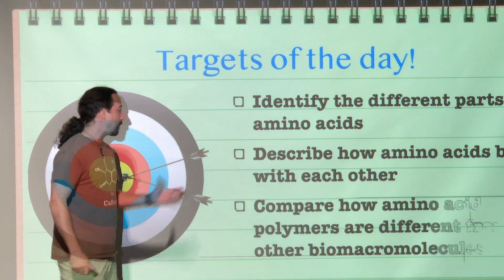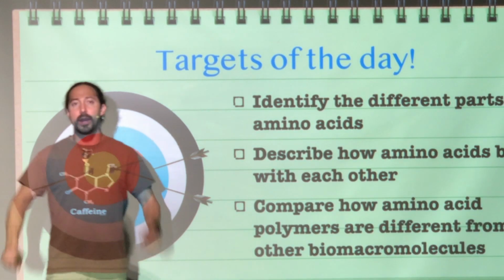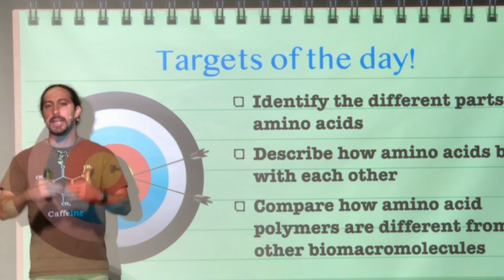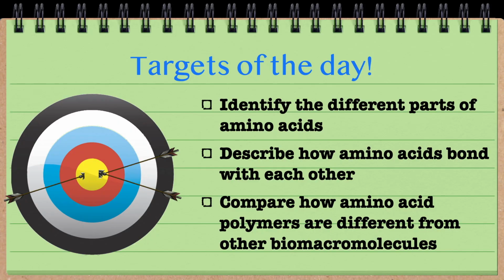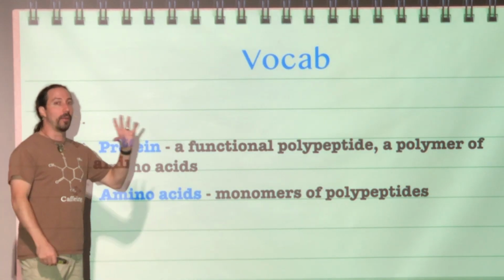And lastly, compare how amino acid polymers are different from other biomacromolecules, because there is a very distinct difference in how we label these polymers compared to how we look at other polymers. So before we get any further, a little bit of vocab.